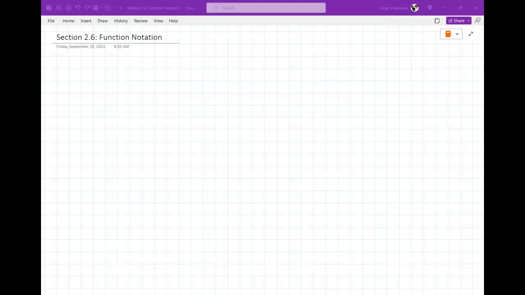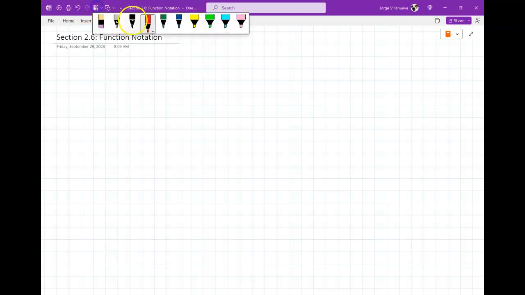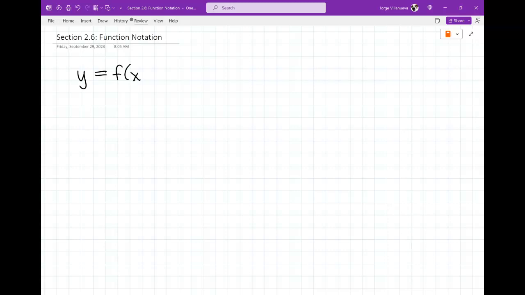Section 2.6 is function notation. You guys have seen this for at least 2 years. You've done it in geometry, or what we call Math 2, and also in Algebra 1, which we call Math 1 now, right? But function notation is basically this. A long time ago, I think in like 6th or 7th grade, you guys learned this notation, okay? It looks like this. They say, okay, y can also be written as f of x.